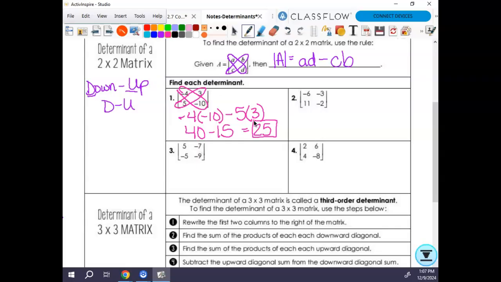What questions do you have? Do you have to show all those steps every time? No, you do not. If you're going to do this, and whether or not you circle them is up to you too, -6 times -2 is 12, minus, and then this would give me minus a -33, so just be careful with your signs, and you get 45. Okay? Your determinant can be positive or negative. So go ahead and do 3 and 4. You can use your calculator to help you so that we don't make ridiculous mistakes.